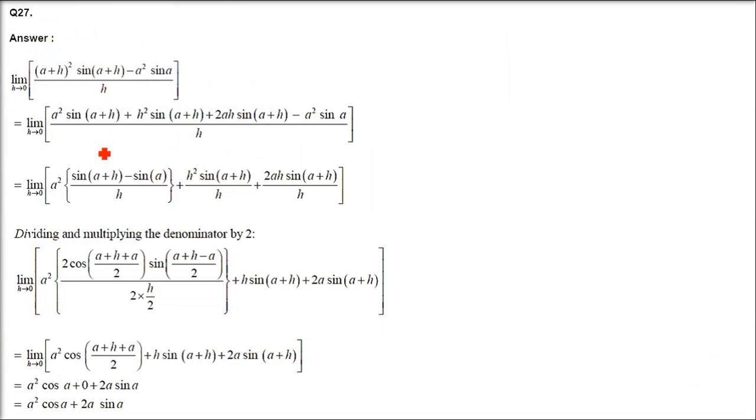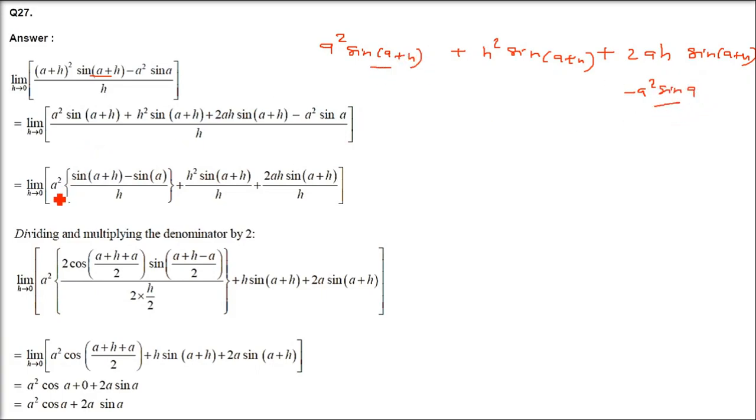Question number 27. We have the limit of ((a + h)^2 sin(a + h) - a^2 sin a) / h. The first thing we'll do is expand (a + h) whole square: a^2 + h^2 + 2ah. Now when we open this, each term has sin(a + h): a^2 sin(a + h), h^2 sin(a + h), and 2ah sin(a + h). Along with this we have minus a^2 sin a also.